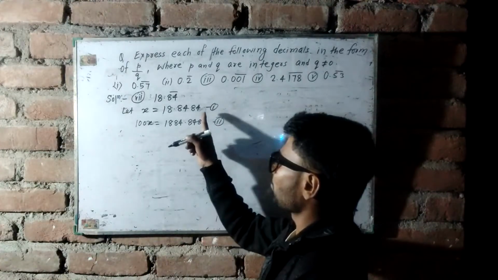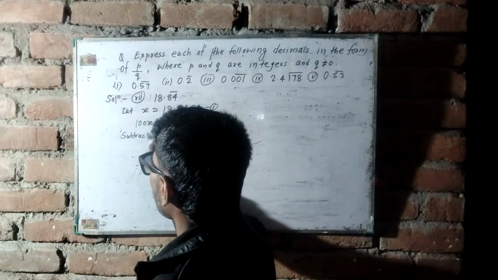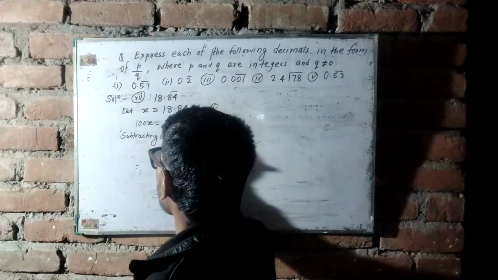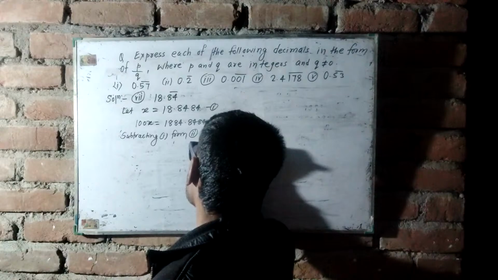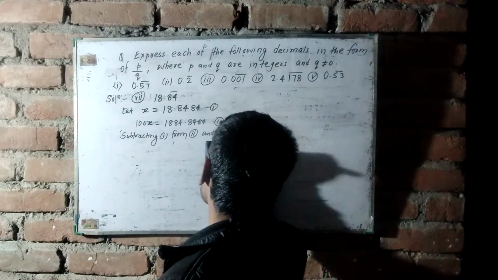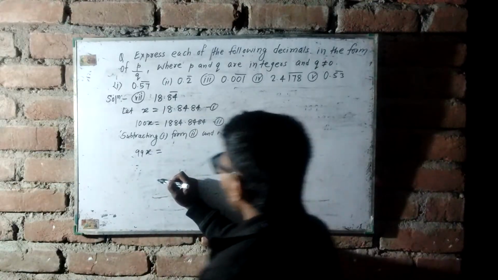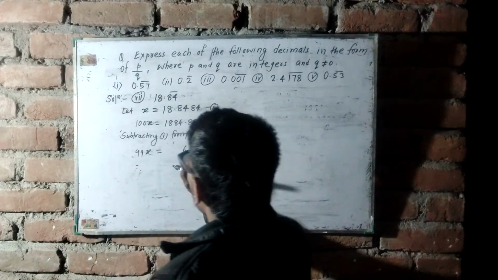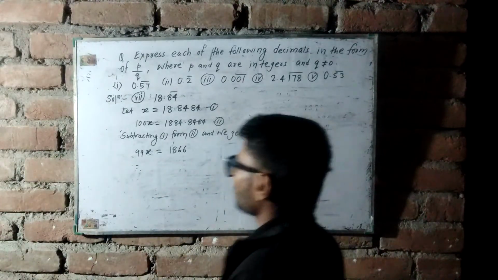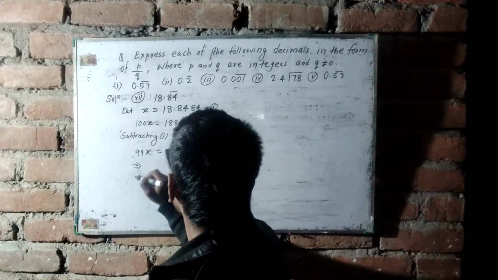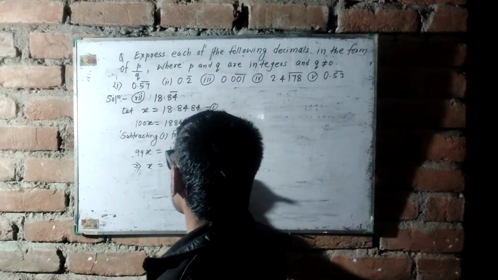Now subtracting equation first from equation second, and we get 99x is equal to 1866. Okay, this implies that x is equal to 1866 upon 99.